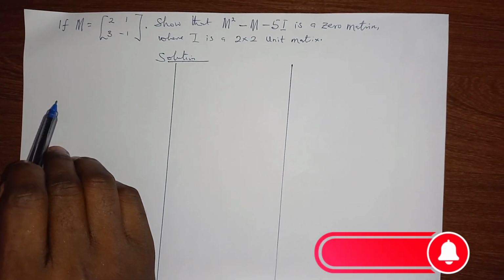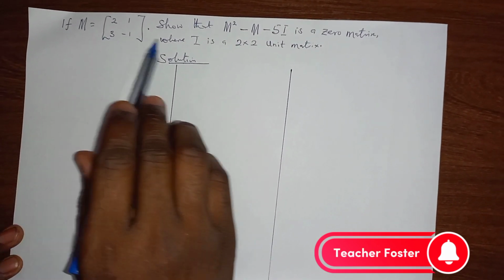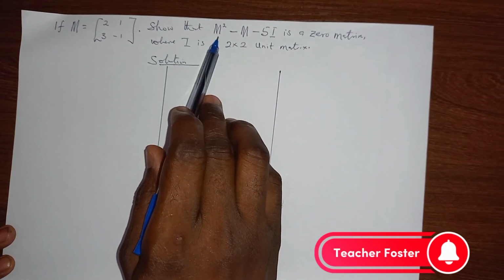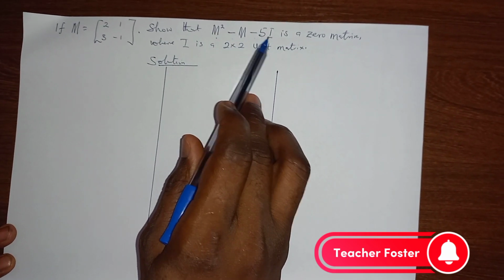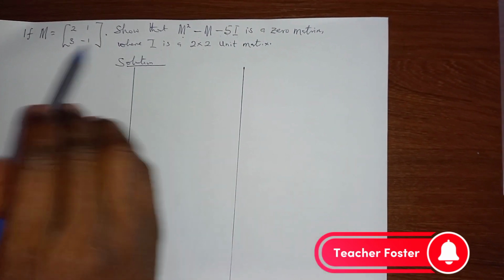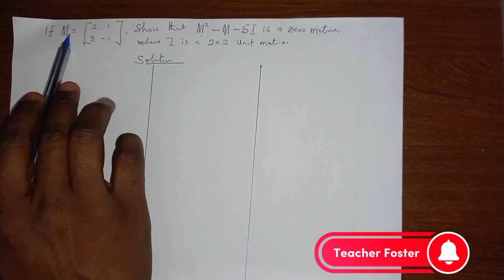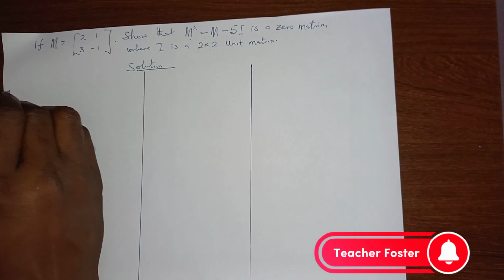Today our task is on a matrix. We have been given a 2 by 2 matrix and we are told to show that M squared minus M minus 5I is a zero matrix, where I is a 2 by 2 unit matrix. Since we have our matrix, M squared means that I need to multiply the matrix by itself. So let's go through that.